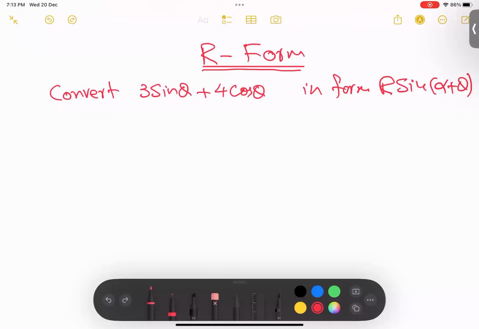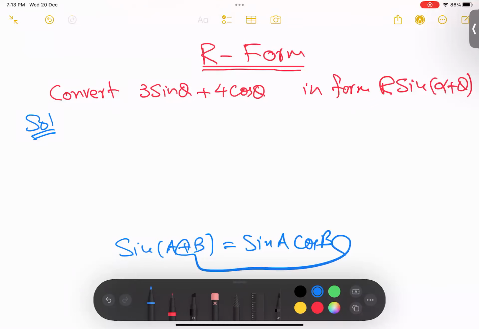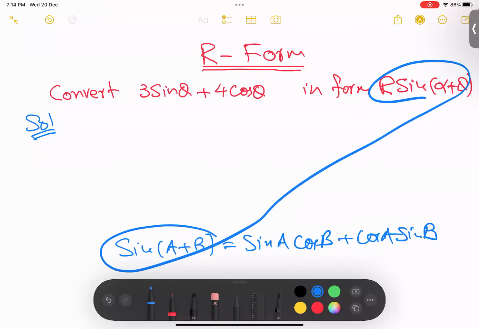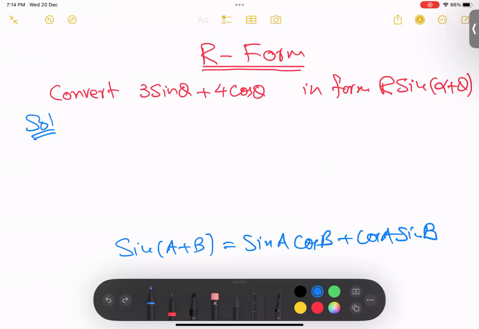How can we do it? The solution starts from here. I will write the fundamental law of sine. All of you know the fundamental law: sine (A plus B) is sine A cos B plus cos A sine B. This is called the fundamental law of sine. All of you are familiar, so I will apply the same fundamental law here.